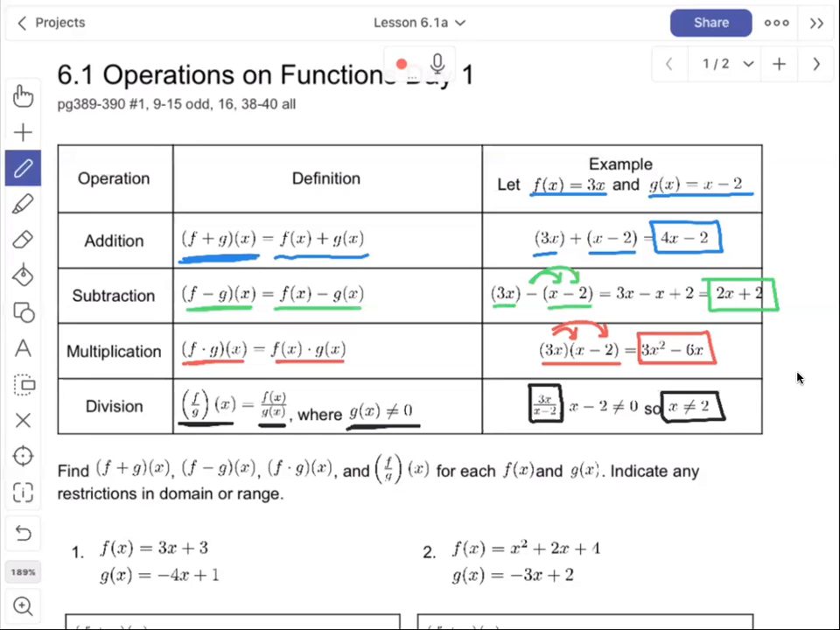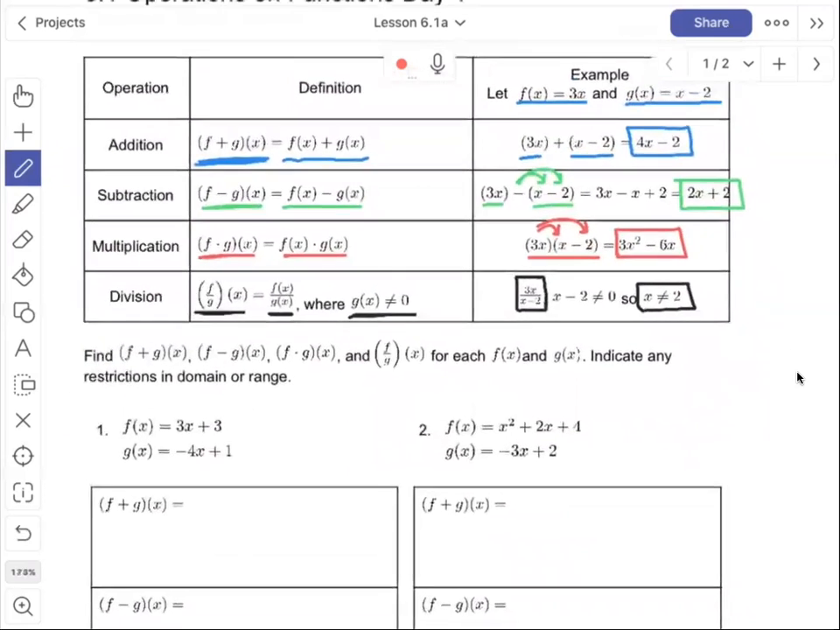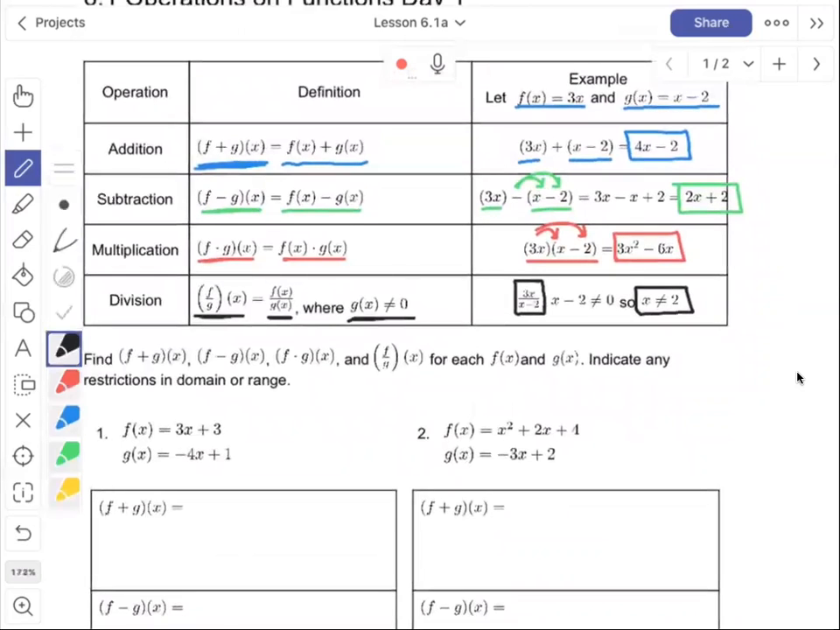Any questions before we get into our examples? All right, then let's try it.